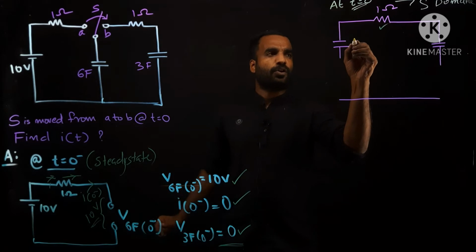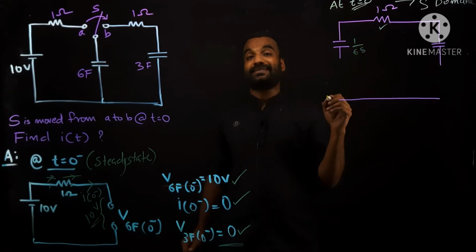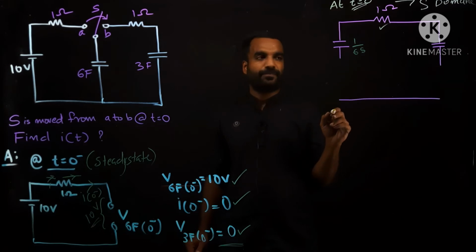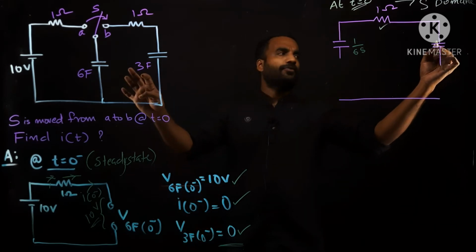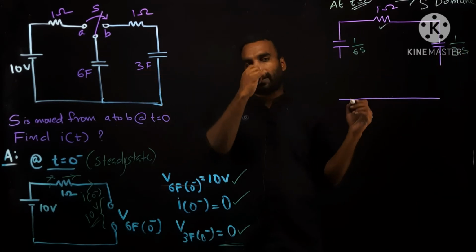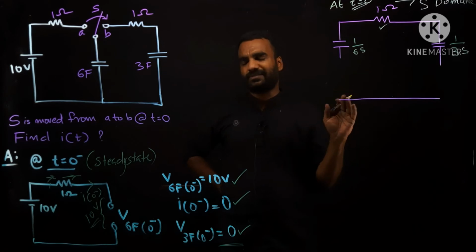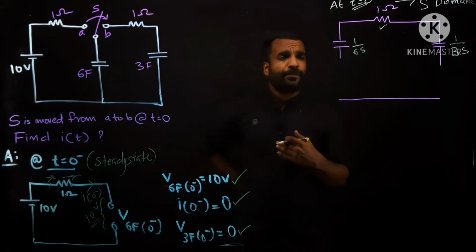Then for this 6F capacitor, we have to draw 1 by 6S, that is 1 by CS, in S domain. It is okay. And this is a 3F capacitor. It is 1 by 3S. That is also okay. The impedances of both the capacitors are marked in S domain.